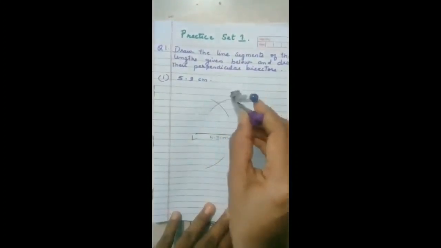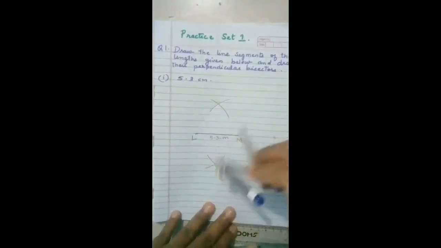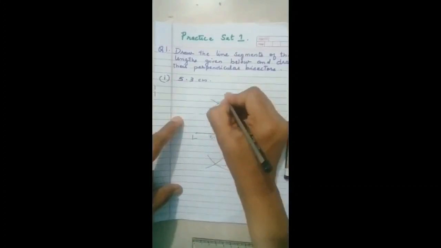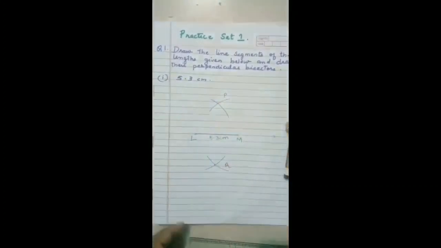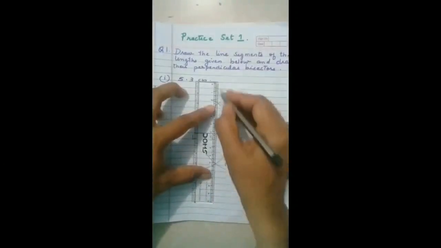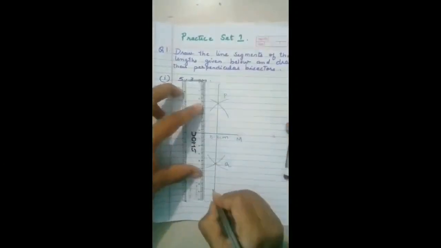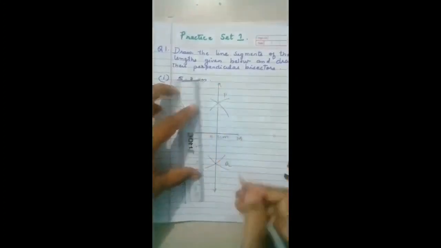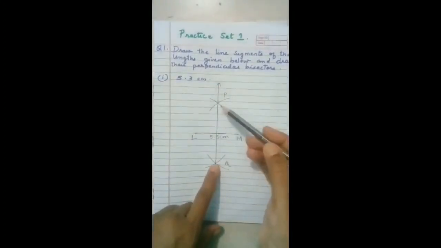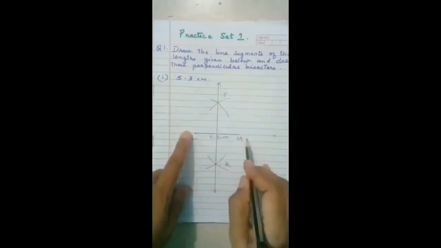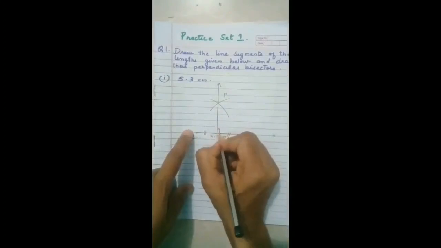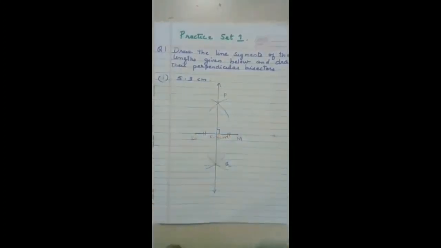Draw an arc above the segment LM and below the segment LM. Name the 2 points as P and Q. Join the 2 points P and Q. You will get a perpendicular line PQ such that this PQ divides segment LM into equal parts at 90 degrees.